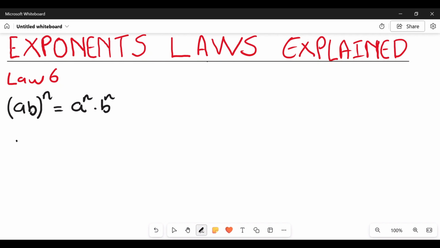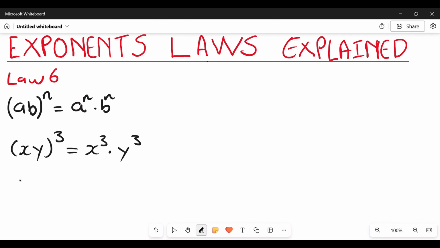Let's say we have, for example, x and y, right? And then let's say they have the power of 3 there. So when you solve this one, it's going to be x to the power of 3 multiplied by y to the power of 3. So this here, guys, is different from other laws because now we have two bases.